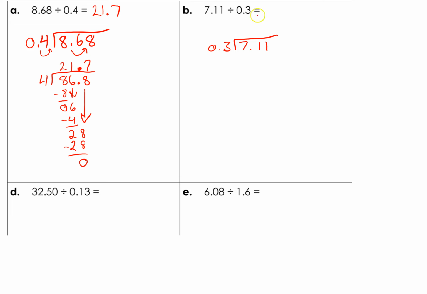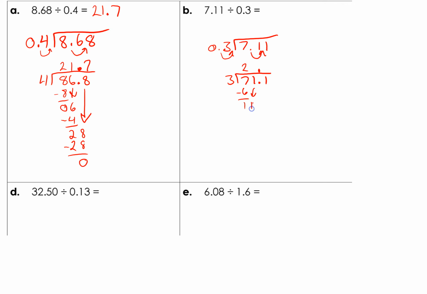Okay, the next one, again, I got to move my decimal over 1, so I move my decimal over 1 inside as well. So I can rewrite this as 3 into 71.1. Bring my decimal straight up. 3 goes into 7 twice. 3 times 2 is 6. Subtract gives me 1. Bring down my 1.